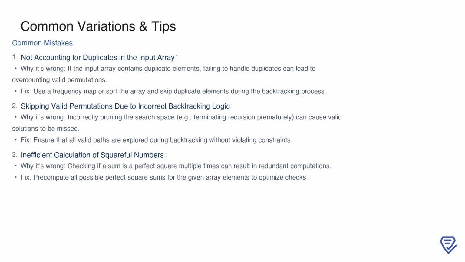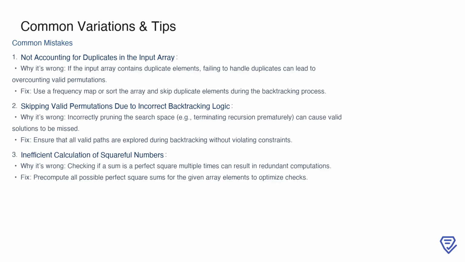Lastly, inefficient calculation of squareful numbers can slow down your solution significantly. Repeatedly checking if a sum is a perfect square during the backtracking process can result in redundant computations. Instead, you should pre-compute all possible perfect square sums for the given elements, which will make the checks much faster during recursion.